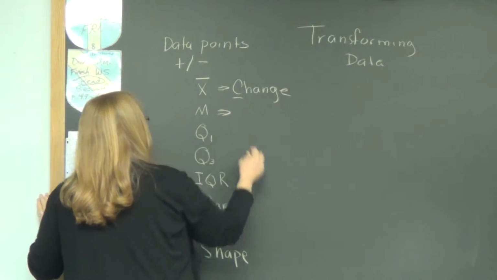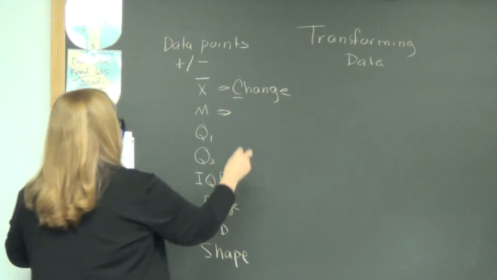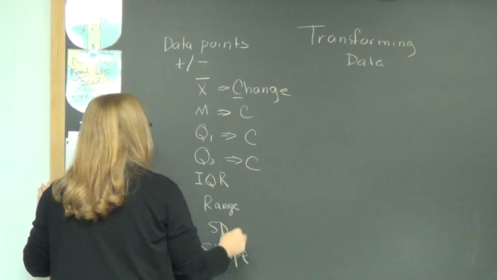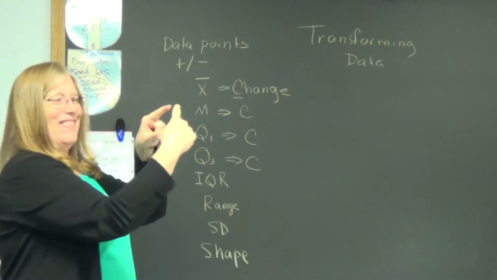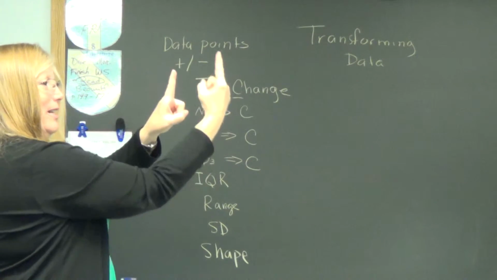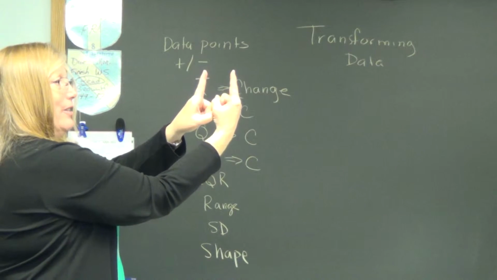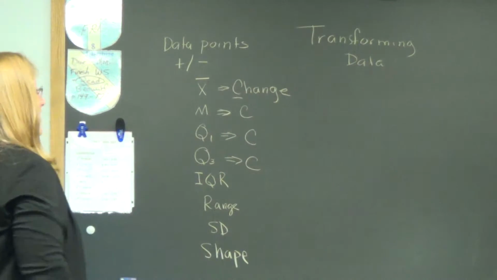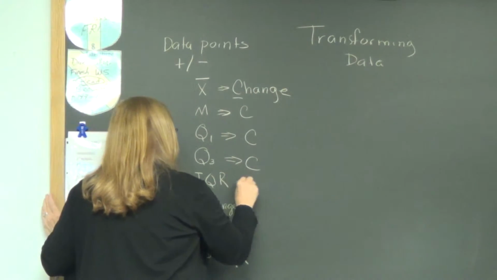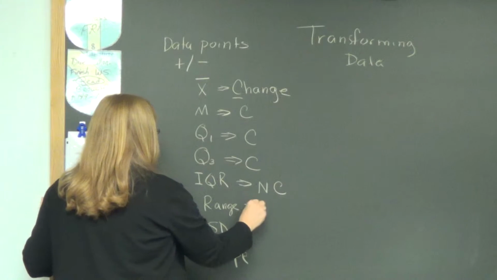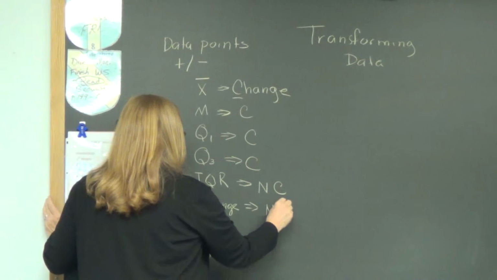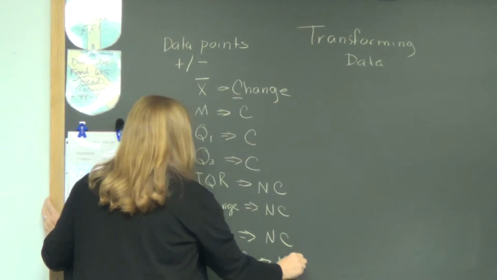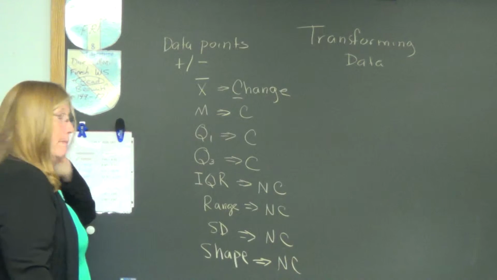The median changed. C for changed. Quartile, yes. Quartile 3. Interquartile range. No. All right, because here's quartile 1, here's quartile 3. Interquartile range is the difference between the two. So if I move it over here or over here, the interquartile range did not change. No change. Range, no change. Standard deviation, no change. And shape, no change. All right. So we had gotten through that pretty clearly.